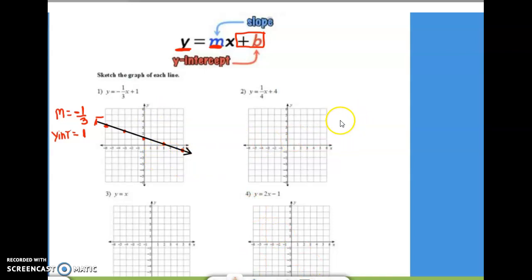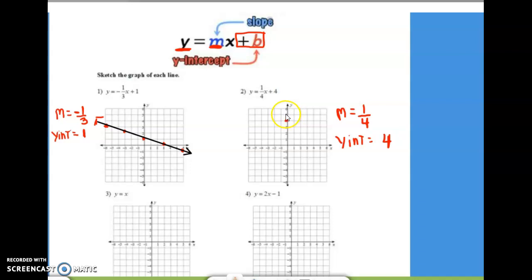So the next one, the slope is positive, so it's going to be going in the exact opposite direction of the first one. So we're going to go up 1 and to the right 4. And we are going to start off again on the y line at positive 4. Okay, so let's find positive 4 on the line. 1, 2, 3, 4.